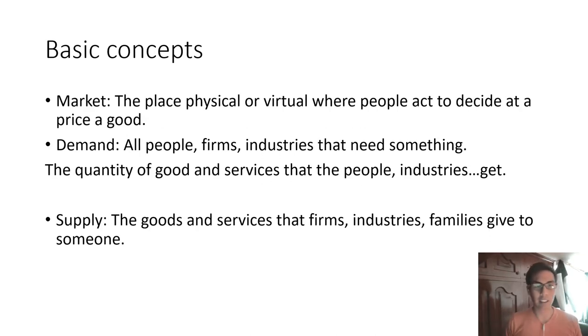Basic concepts: market, the place, physical or virtual, where people act to decide the price of a good. Why virtual? Because people are searching on Google to buy something, so it's not physical. Easy, right? Demand: all people, firms, industries that need something, the quantity of goods and services that people and industries get. Supply, on the other hand, is the goods and services that firms, industries, families give to someone. Demand, I receive, I get, but supply, I give, I offer.